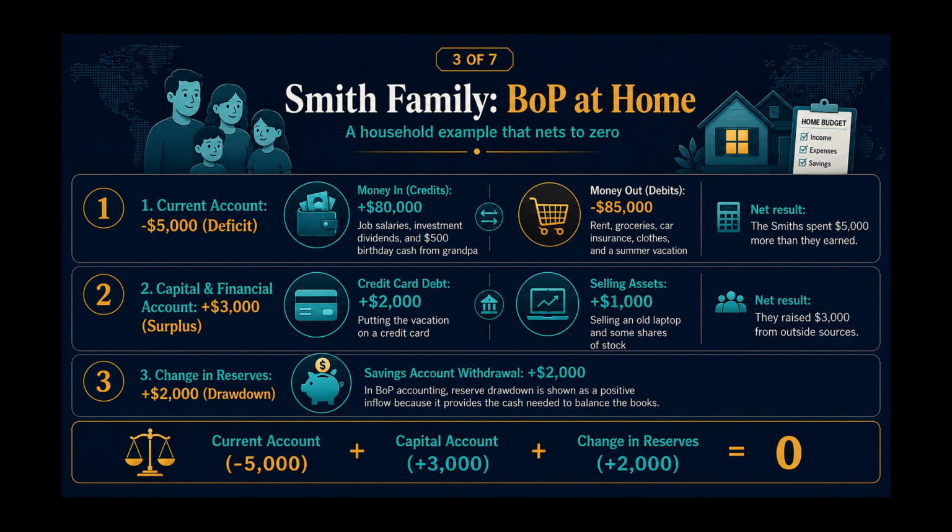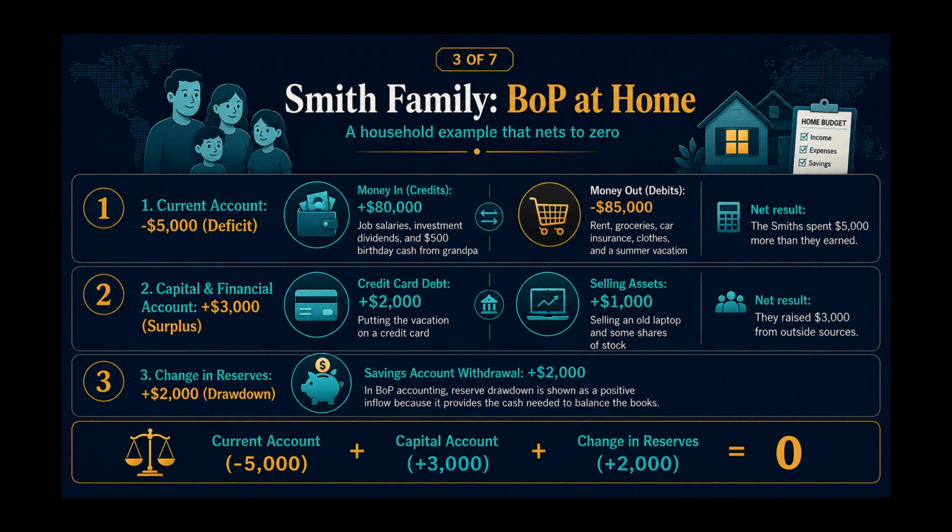To make this easier, imagine the Smith family as if they were a small country. During the year, the family earns $80,000. This includes job salaries, investment dividends, and even $500 of birthday cash from grandpa. But they spend $85,000 on rent, groceries, car insurance, clothes, and a summer vacation. So their current account is negative $5,000. In simple words, they spent $5,000 more than they earned.